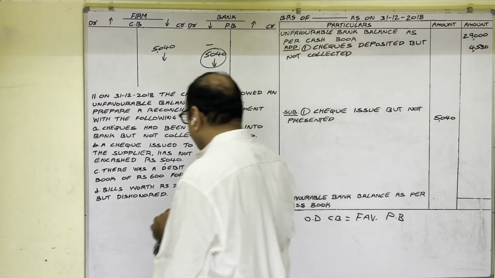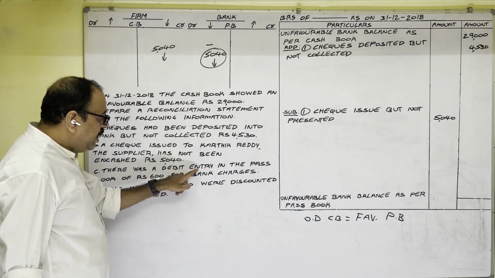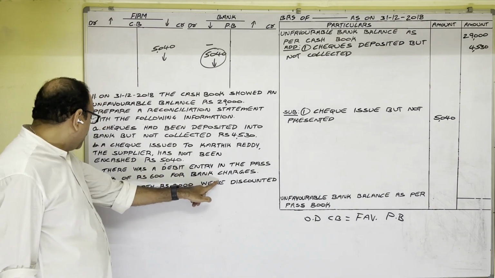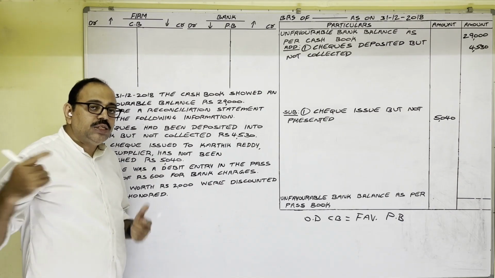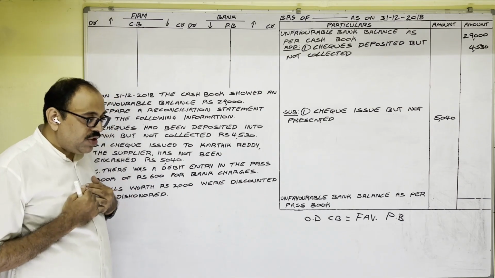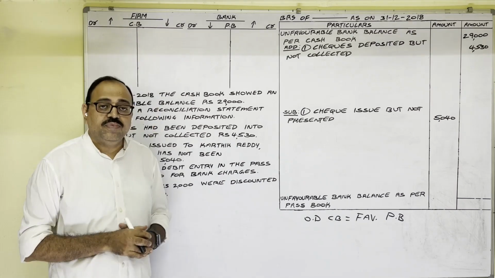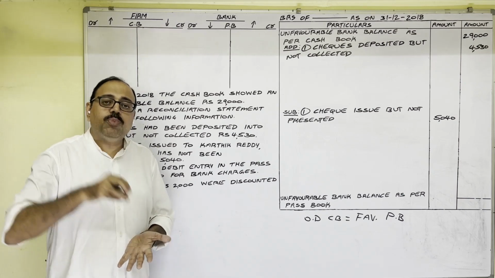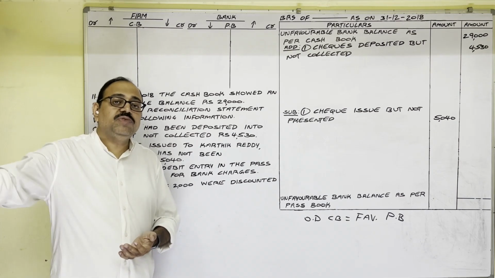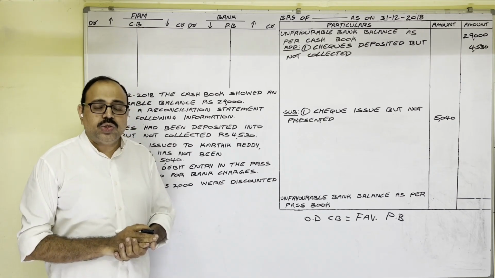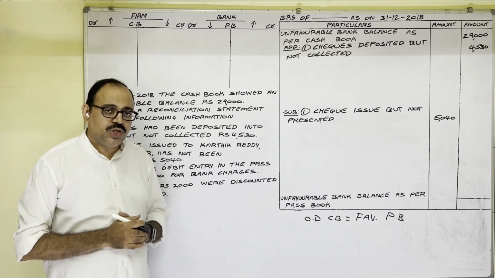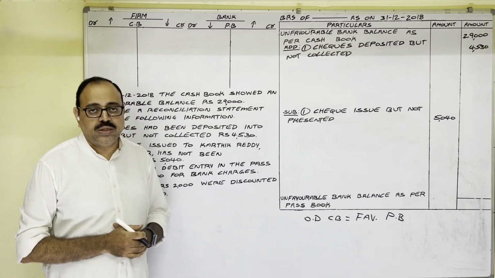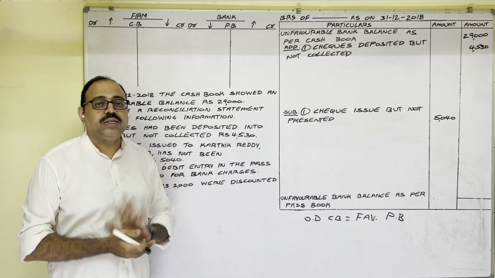Next. See this. There was a debit entry in the passbook of 600 rupees for bank charges. Our banker is giving so many services to us. In our favor, they are collecting check amounts. When we are issuing checks to suppliers, they are giving money to them. Sometimes we deposit money in our bank, sometimes we withdraw money from the bank. So all these services are not free of cost. From time to time, from our account, the bank takes some charges, known as bank charges.